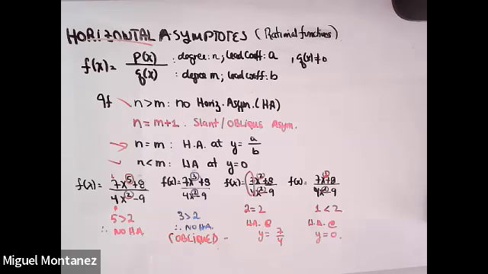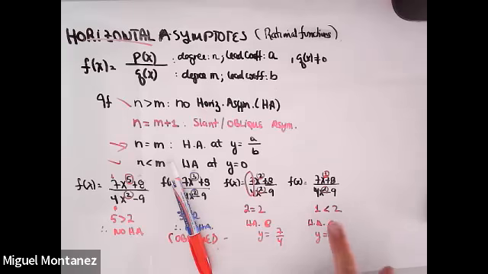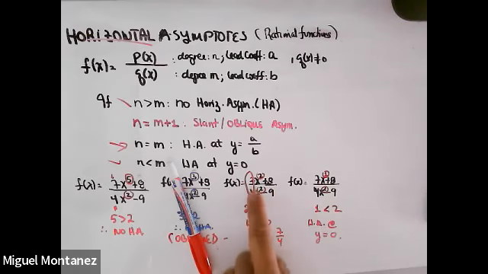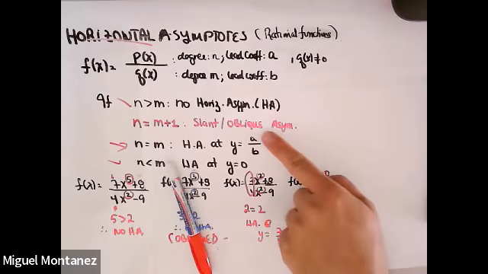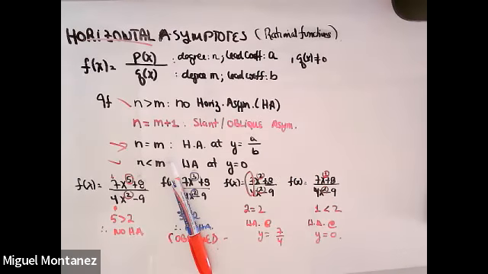Okay? So if we were to ignore the oblique, these are your 3 cases. If the degree of the numerator is higher than the degree of the denominator, no HA. On the other hand, if the degree of the numerator is lower than the degree of the denominator, y equals 0 will be your HA, horizontal asymptote. Last but not least, if the degrees are the same, then look at the leading coefficients, and you will have your asymptote at a over b: the leading coefficient of the numerator divided by the leading coefficient of the denominator. Hopefully that helps.